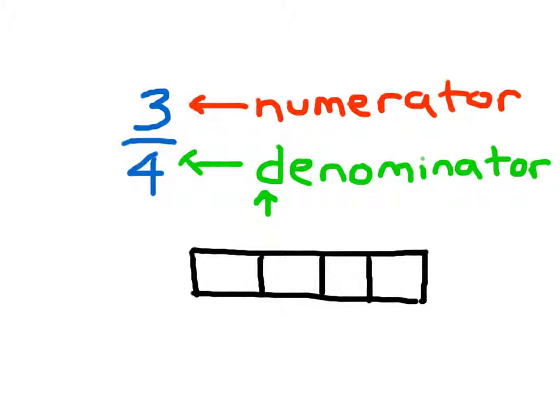Now, if we take a look at the numerator, this tells us how many parts are going to be shaded. In this case we have 3 parts that are going to be shaded. That's 1 part shaded, 2 parts shaded, and 3 parts shaded. So 3 out of the 4 parts are shaded. This here represents 3/4.